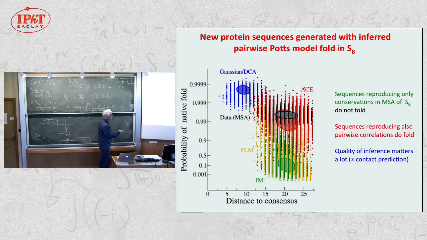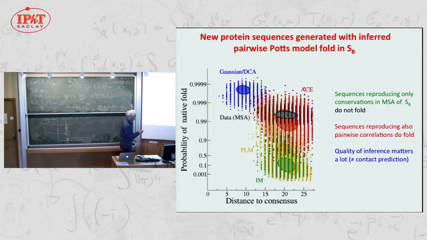So the data are the black dots that you can see here. They are typically about 20 mutations away from the consensus. That is very diverse sequences. They are far away from each other. And you get a probability of folding which is above 0.99. In fact, the Monte Carlo simulation was done to ensure at least 0.99. Okay, but some of them are close to 0.999. Okay, these are the data.